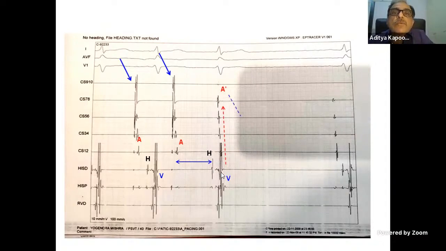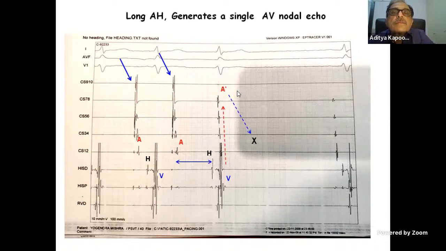So this is how an AV nodal echo looks, and this A is unable to go forward through the AV node because it finds the slow pathway refractory. So this is an AH jump followed by an AV nodal echo, right? I'll just show you one more example, and maybe Dr. Yash and Dr. Vivek can discuss this further.